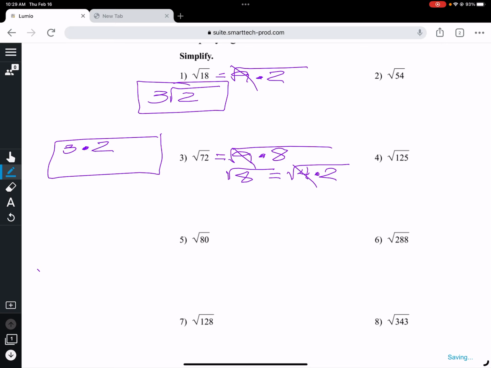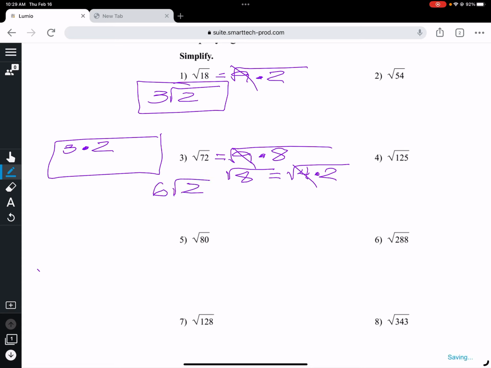This is all about multiplication. We are multiplying everything we pull out. So 3 times 2 is 6. And then what number had to stay inside?